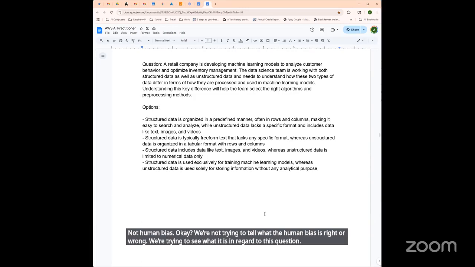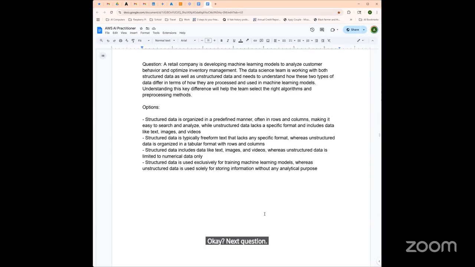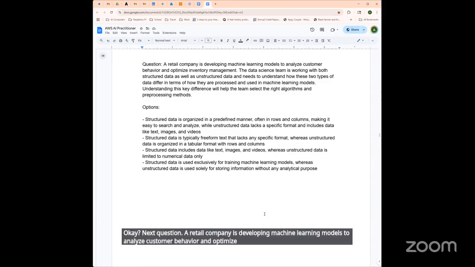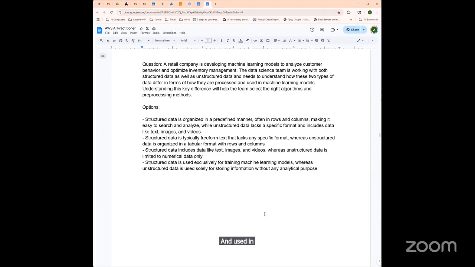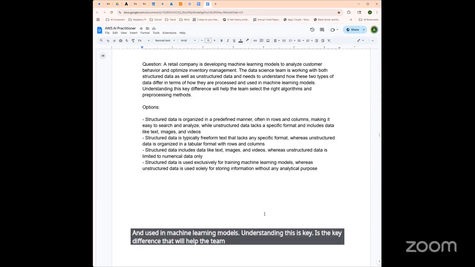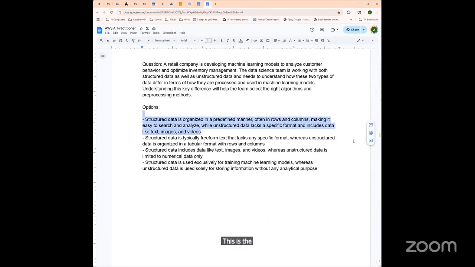Okay. Next question. A retail company is developing machine learning models to analyze customer behavior and optimize inventory management. The data science team is working with both structured data as well as unstructured data and needs to understand how these two types of data differ in terms of how they are processed and used in machine learning models. Understanding this key difference will help the team select the right algorithms and pre-processing methods.